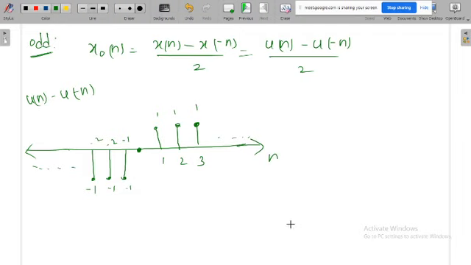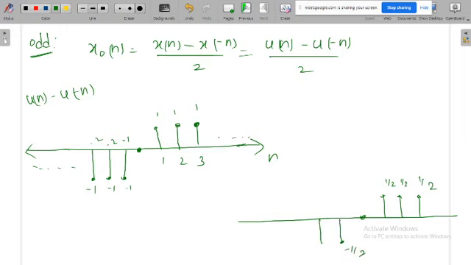Then you just divide by 2. Then you will be getting the odd part of the signal. So just by 2: 1 by 2, 1 by 2, 1 by 2, and then on this side minus 1 by 2, minus 1 by 2, minus 1 by 2, and so on. So now this is finally the odd part of the signal. If you see this nature, definitely this is the odd signal only.